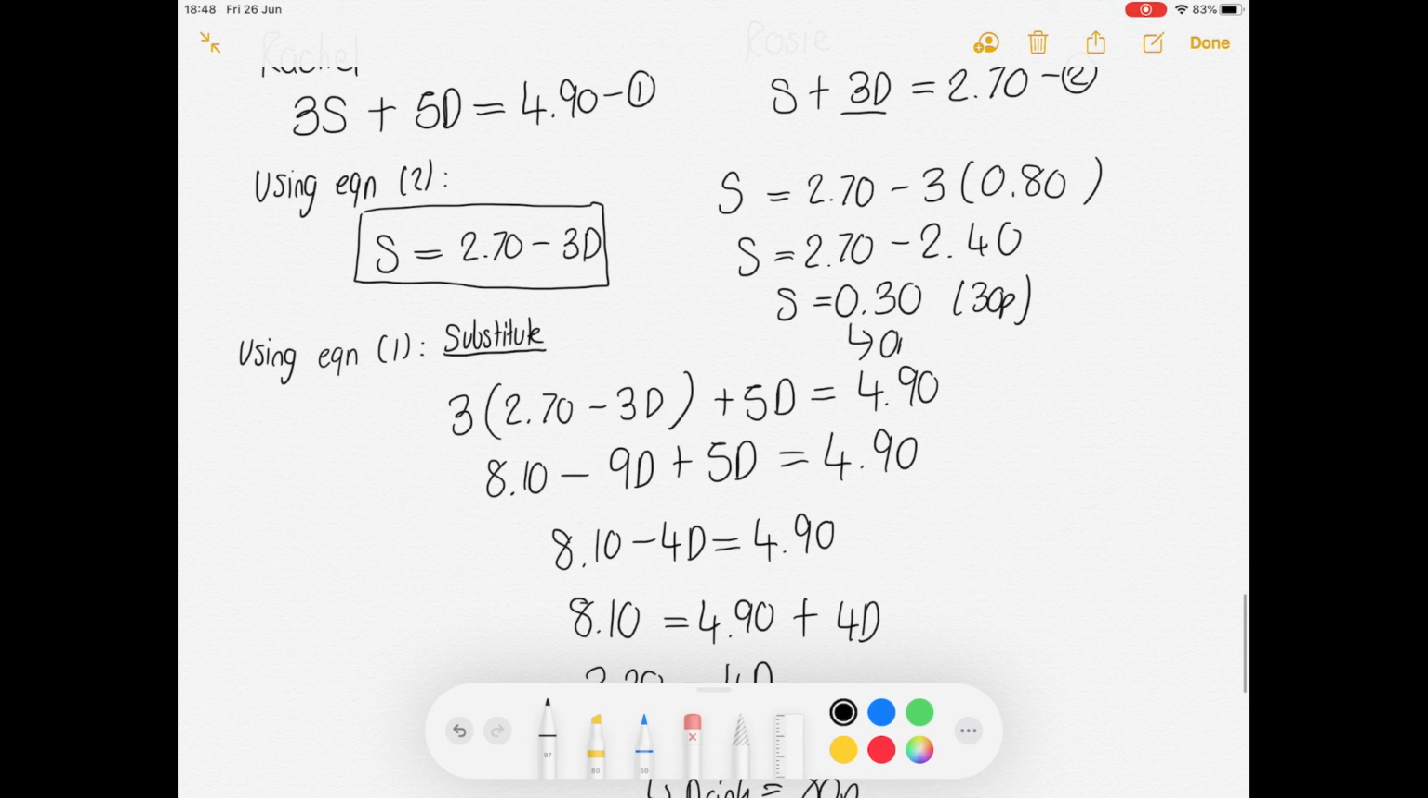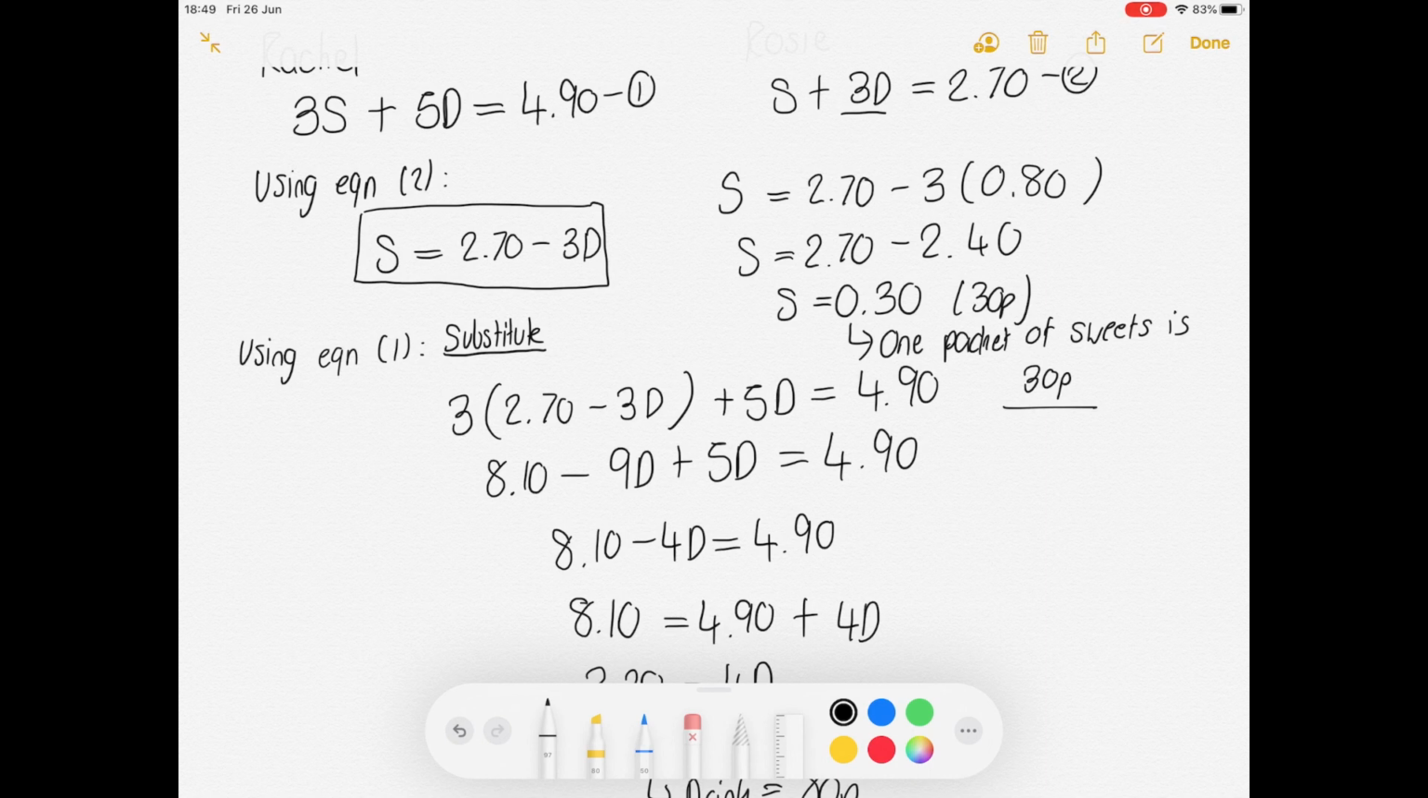So 1 packet of sweets is 30p. We'll just underline our answer. So there we go, we've solved the question. So I hope that this video has been helpful to those of you struggling with simultaneous equations, or just those of you that want a recap.